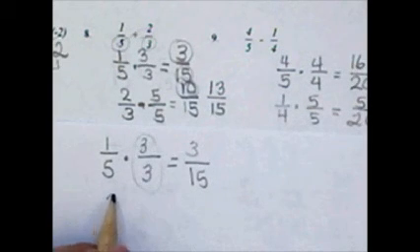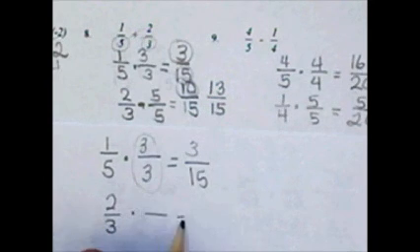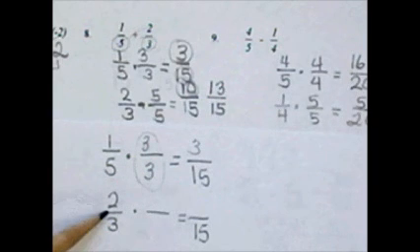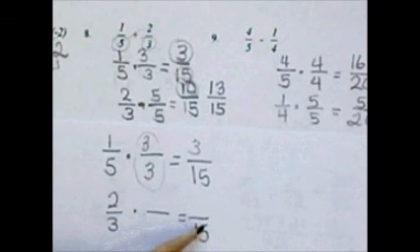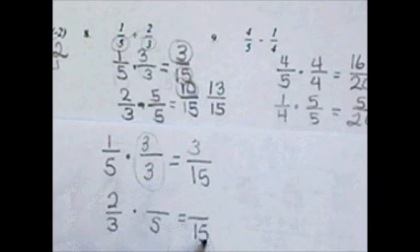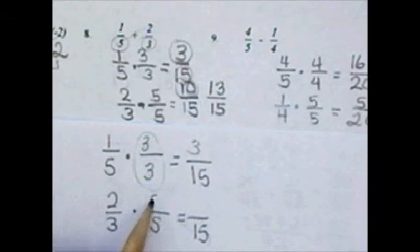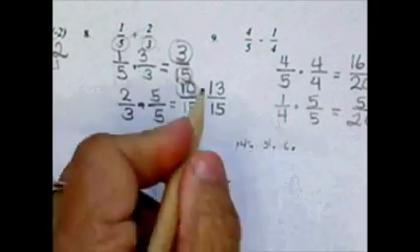Now I'll redo the bottom one the same way. I have 2/3 times something equals 15. See, all I do is start with my original fraction multiplied by my little bar equals, and then whatever my denominator is. 3 times what is 15? That'd be 5. See, I just divide the two. Then I multiply the top. These two have to be exactly the same thing.